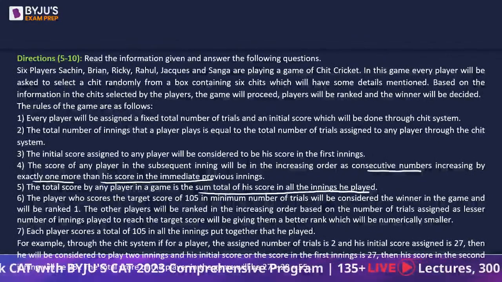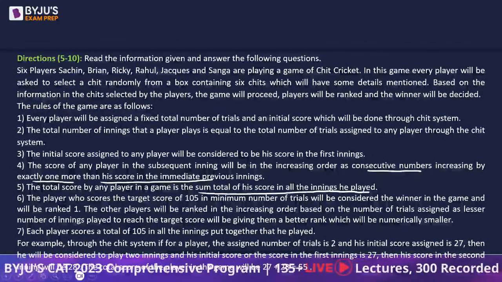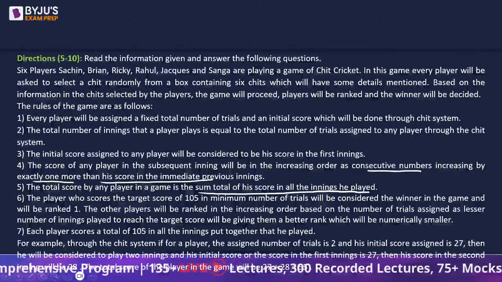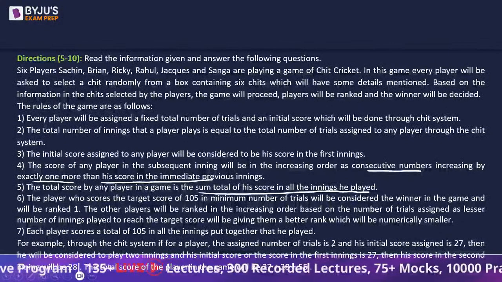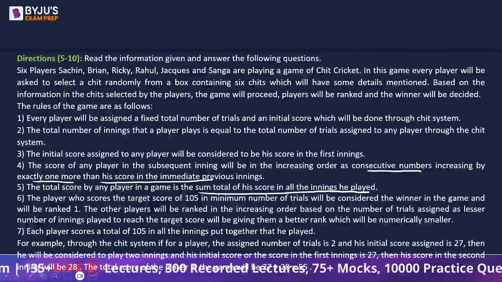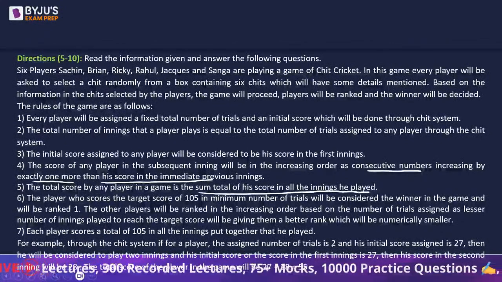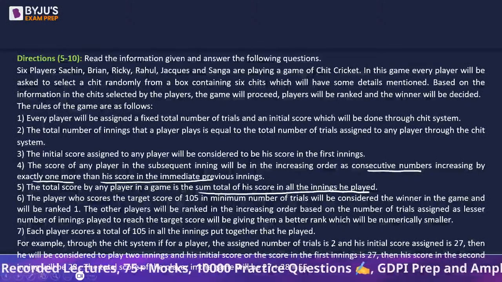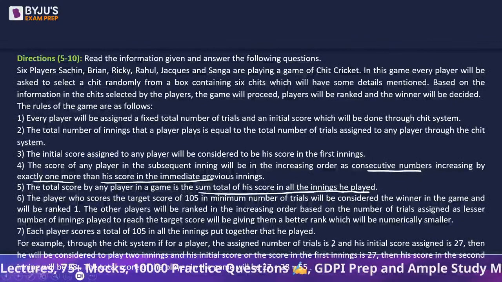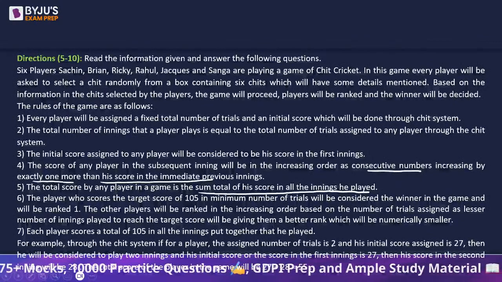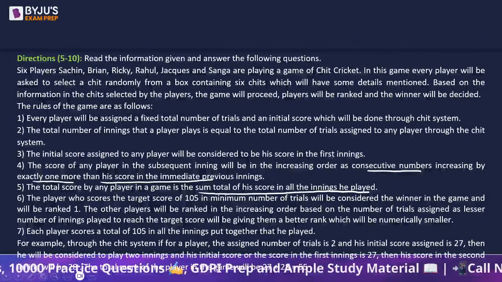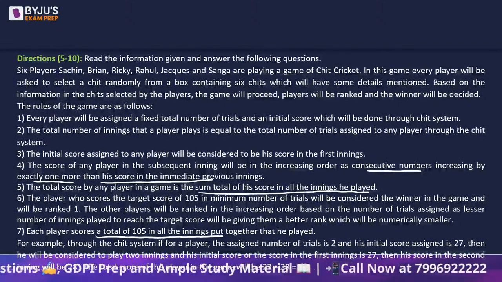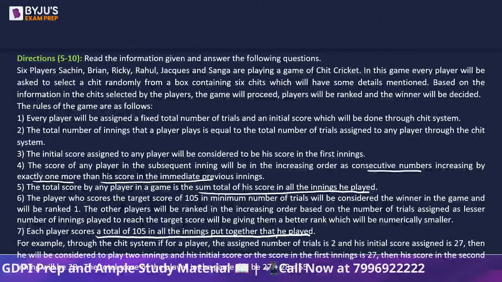Okay? The player who scores the target score of 105 in minimum number of trials will be considered the winner in the game and will be ranked 1. The other players will be ranked in increasing order based on the number of trials, assigned as lesser number of innings played to reach the target score, giving them a better rank, which will be numerically smaller. Each player scores a total of 105 in all the innings put together that he played.